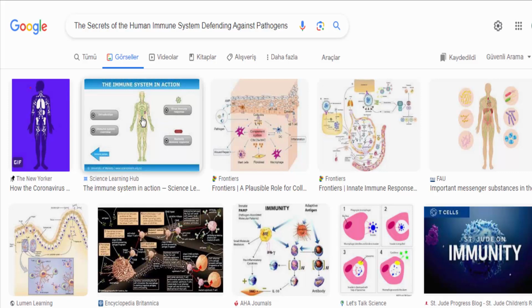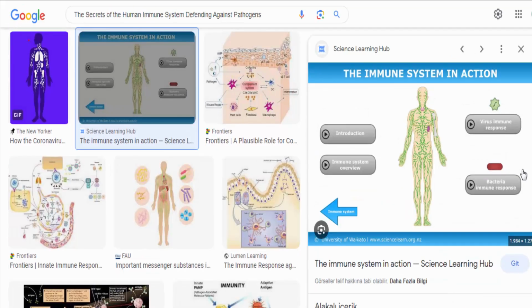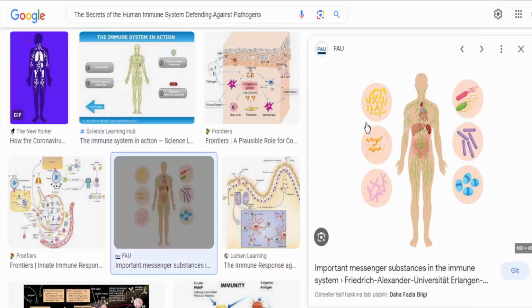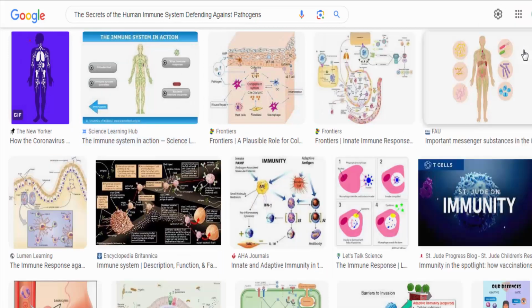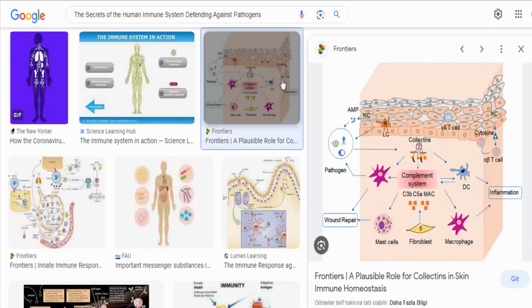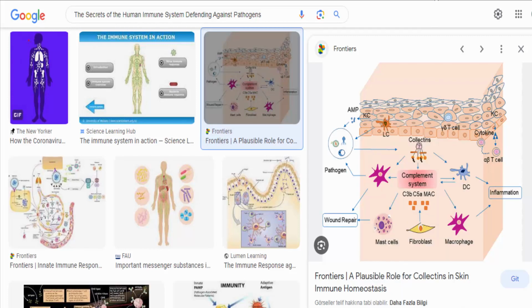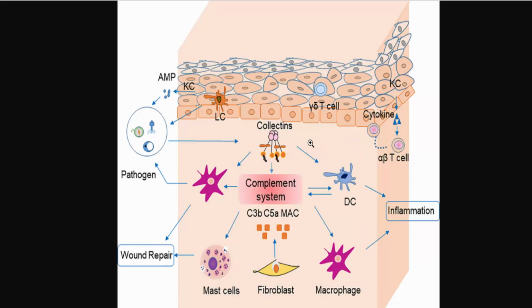The human immune system is a complex network of cells, tissues, and organs that work together to defend the body against pathogens, which are disease-causing microorganisms such as bacteria, viruses, fungi, and parasites. The immune system has several mechanisms to identify, neutralize, and eliminate these pathogens, thereby protecting the body from infection.